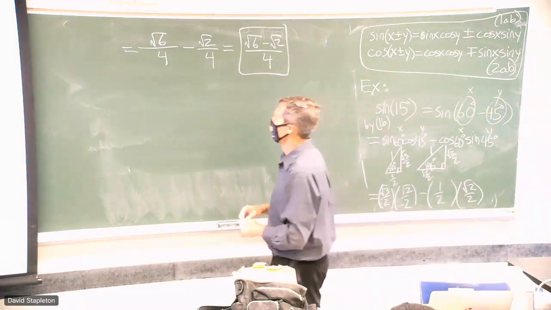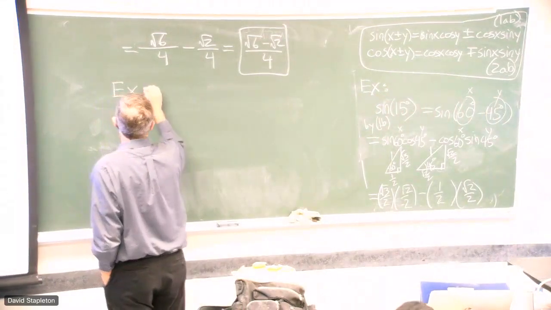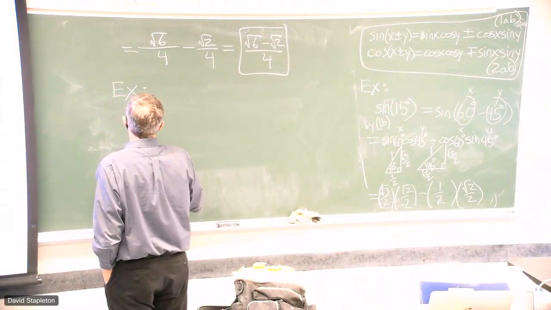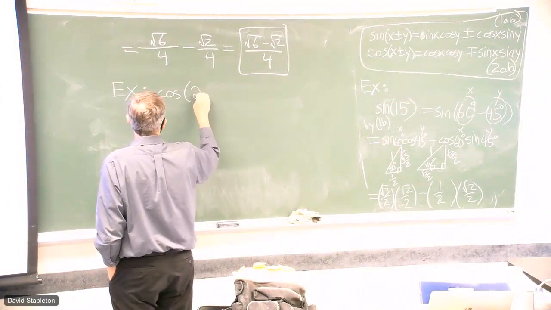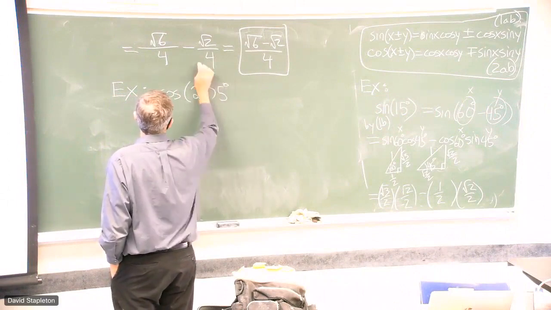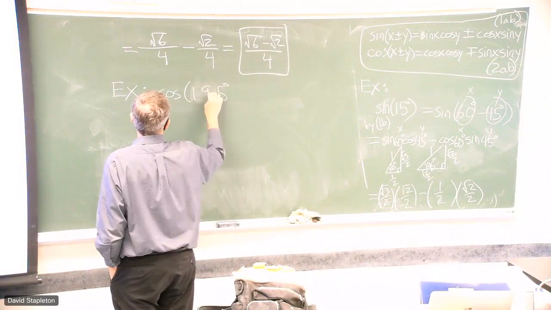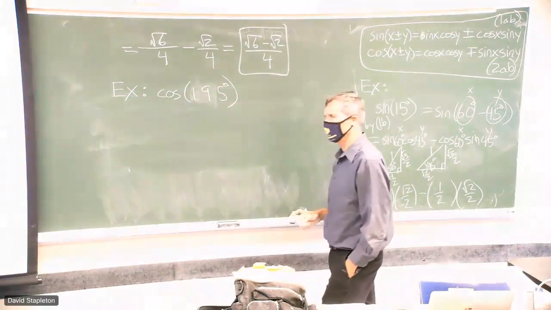Well, let's try another one. Suppose I wanted to take the cosine of 205 degrees. Sorry, 195 degrees. 195 degrees. Is that an angle I can do now?